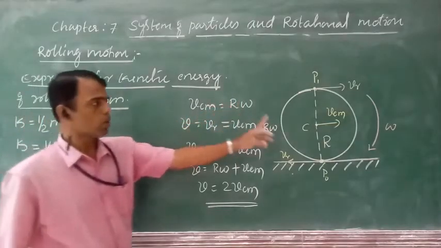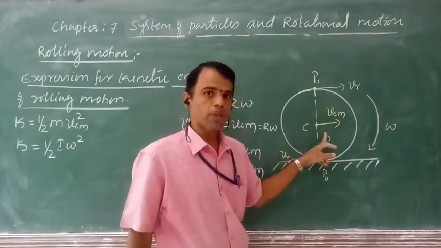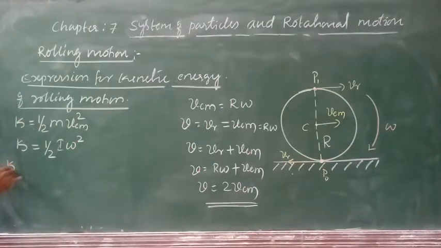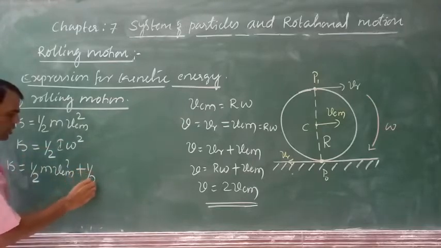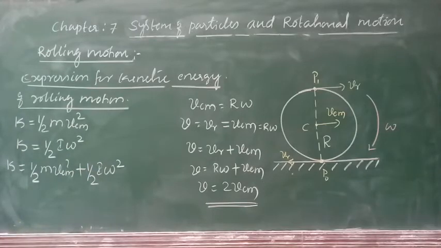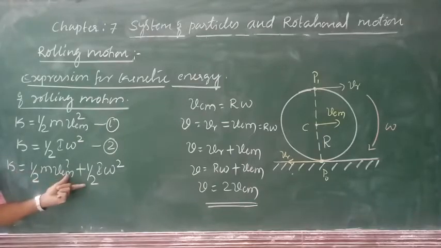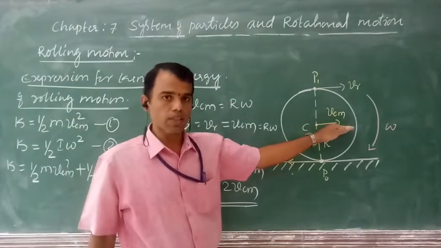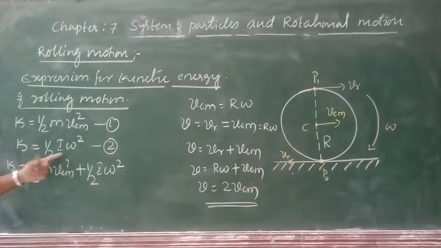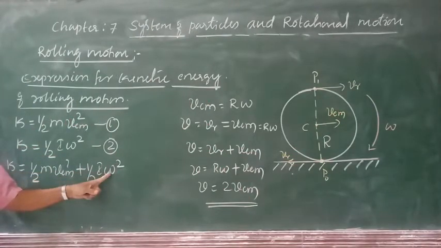As rolling motion is a combination of translational as well as rotational motion, the total kinetic energy of the circular disc which rolls on the surface is K equals the kinetic energy of translational motion, half m Vcm square, plus the kinetic energy of rotational motion, half I omega square. Because the disc rolls with respect to an axis of rotation with angular velocity omega, it has rotational kinetic energy.